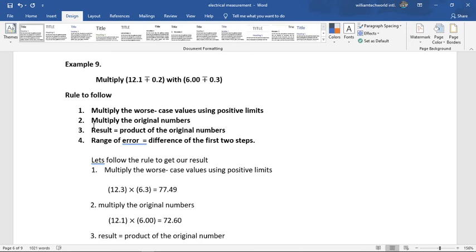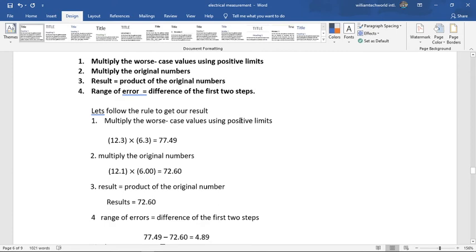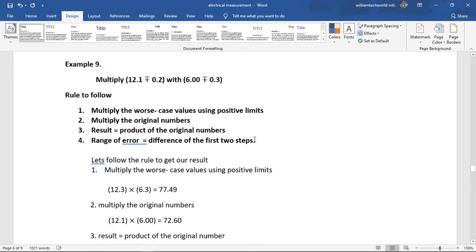Multiply the original numbers. The result is the product of the original numbers, and the range of error is the difference of the first two steps, the original number product and the worst case value. So let's follow that. What is the worst case value using the positive limit? That's 12.1 plus 0.2, which is 12.3. Now 6.00 plus, using the same positive limit, 0.3, that will be 6.3.